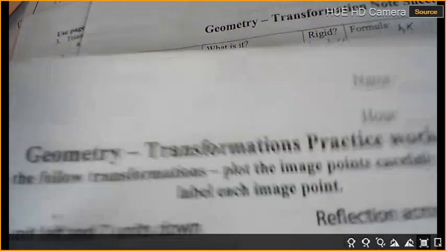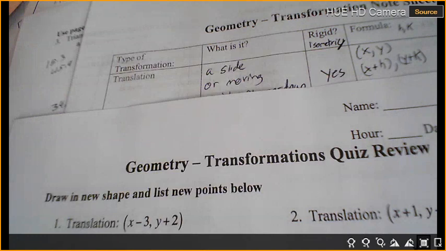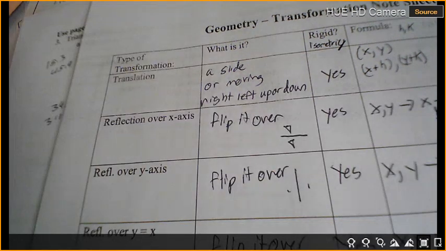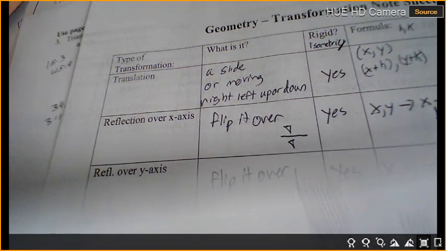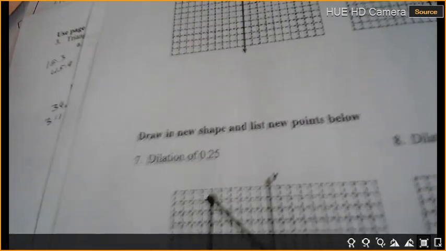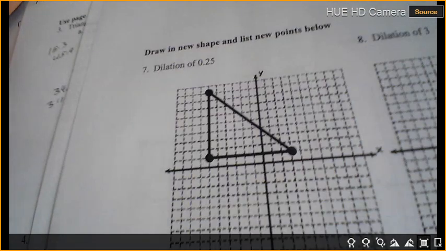Transformation practice. Is there any you want to do? Do you want to do a translation together, a reflection, a rotation, a dilation? Okay, who would like to do a translation? Who would like to do a reflection? Rotation? Dilation. Most would like to do a dilation. Okay, let's look on the back of this quiz review where it says dilation of 0.25.